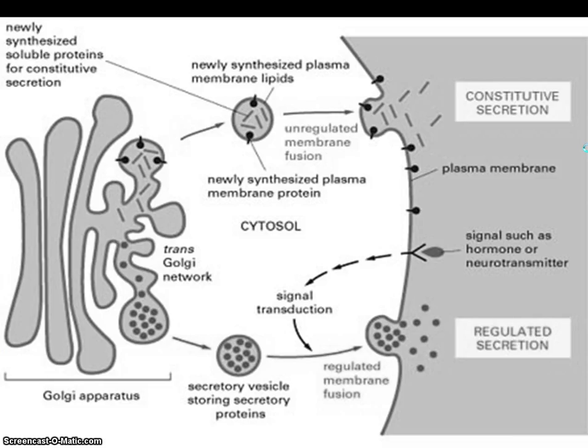Here's a good little picture. You got the Golgi. You see exocytosis happening on the top part of the picture. You see the endocytosis on the bottom part of the picture.